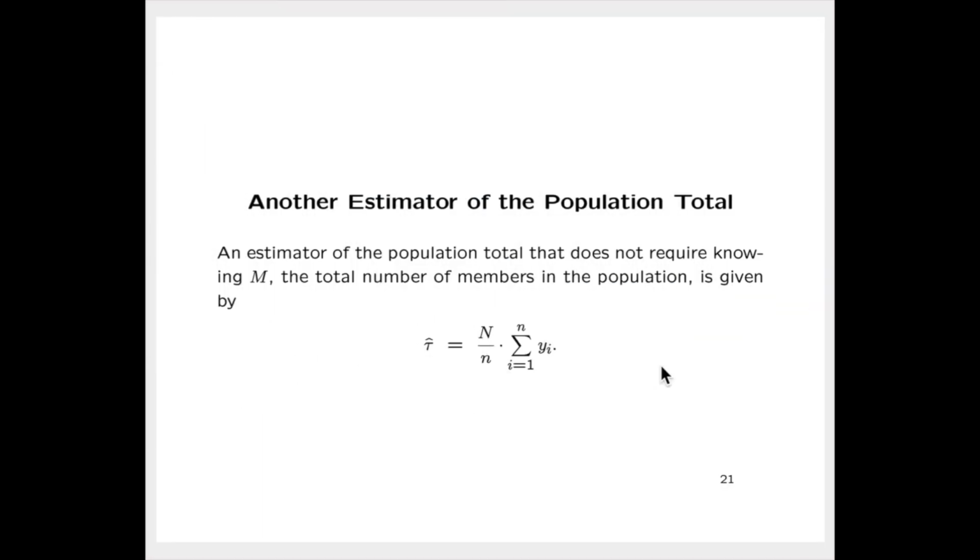Now, we have another estimator of the population total, which we can use if we don't know cap M, the total number of members in the population. That is given by this expression here. It's cap N, the total number of clusters in the population, divided by the number of clusters in the sample, times the sum of the yi values. Keep in mind that we can't take this sum and put it over little n and say that's y bar. Remember, y bar is something different. Y bar is the sum of the yi's over the sum of the m sub i's.